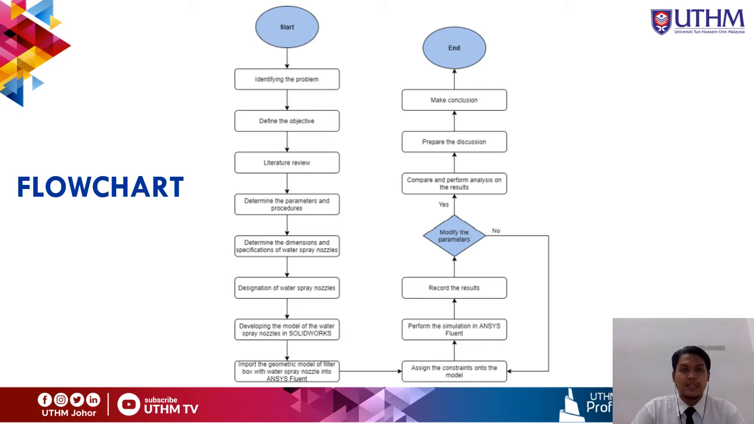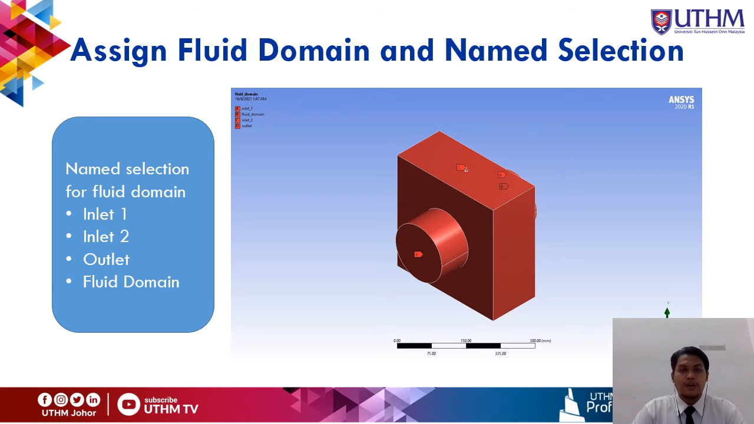As you can see in the figure, this is my flowchart. I will focus on modify the parameter, because if I fail, I need to assign new constraint for the model, and if I succeed, I will proceed to compare and perform analysis on the results. The figure shows the name selection for the fluid domain. I assign name selection for my model, which is inlet 1, inlet 2, outlet, and fluid domain.